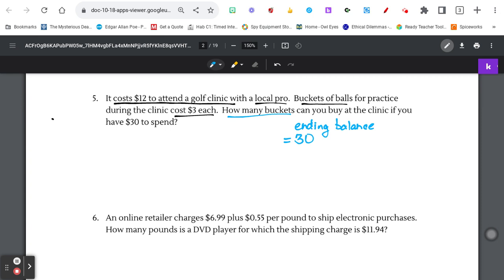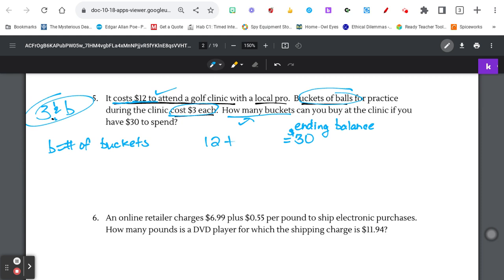All right, so let's talk about where this variable is going to go. How many buckets? Let's do B for number of buckets. Okay, so let's see. It says it costs $12 to attend the golf clinic. Nothing about a bucket there. Oh, here, a bucket of balls costs $3 each. So I know 3 and B go together. Okay, so now let's talk about how he got to this $30. How does he want to get there? Well, to attend the clinic, he has to pay 12. Plus, for every bucket of golf balls that he has, he's paid $3 for them. So he paid $3 B times, or 3B.